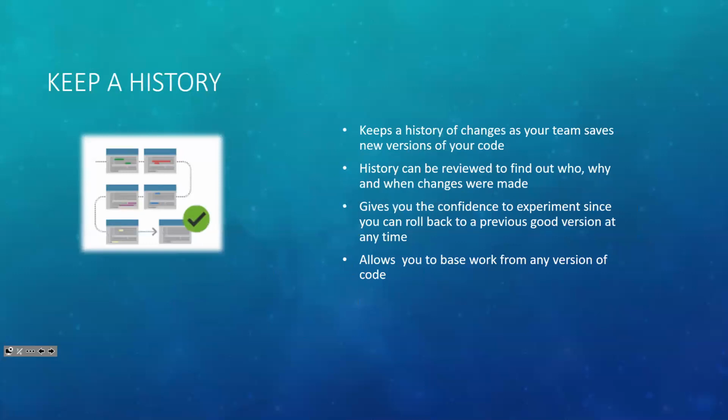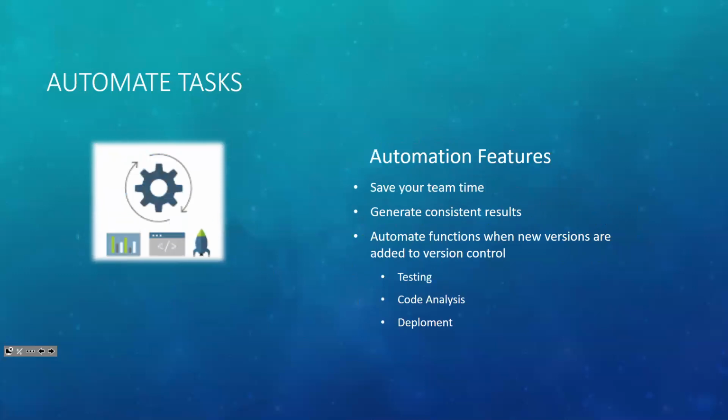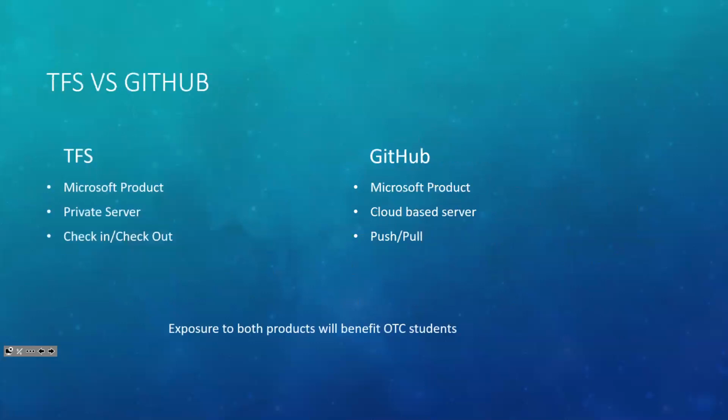Again, we can base our work off a previous version. And we can automate tasks. This is new stuff with version control. We can set things up so that certain things happen. For example, in TFS, we might want to make certain things happen when somebody checks in a new version. Like we might want a testing script to run, some code analysis to occur, or some sort of deployment, oops, there's a typo there, to happen. And we can have TFS do those automated tasks for us so that we can save time and not have to worry about it. So how are they different, TFS and GitHub?